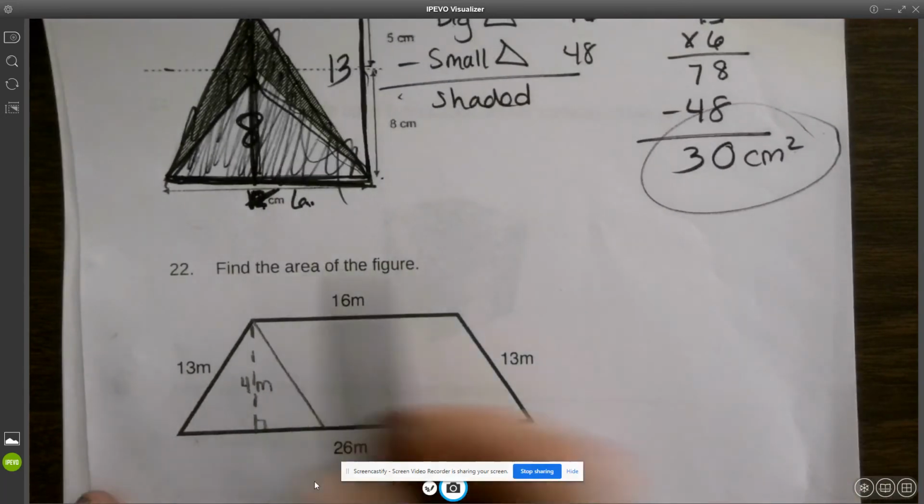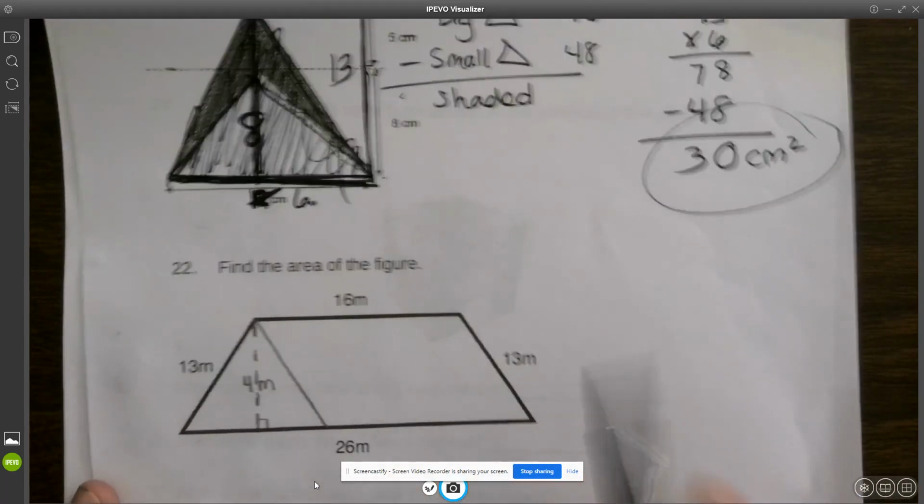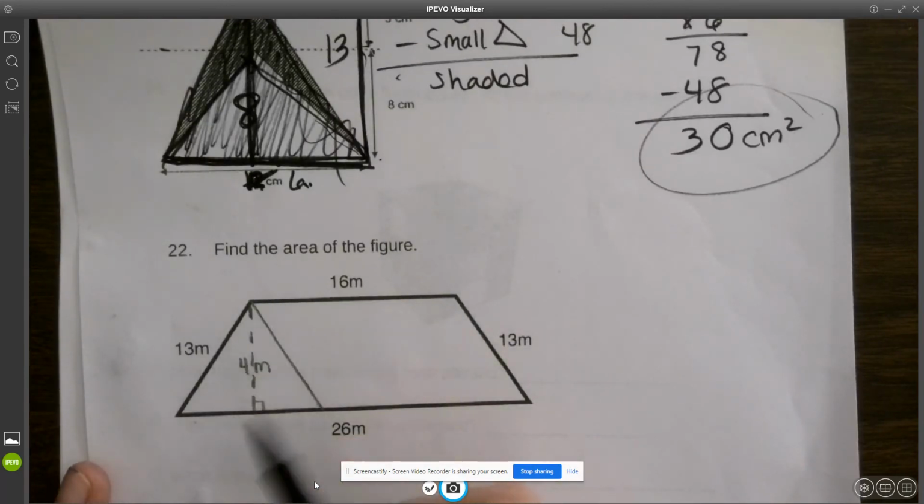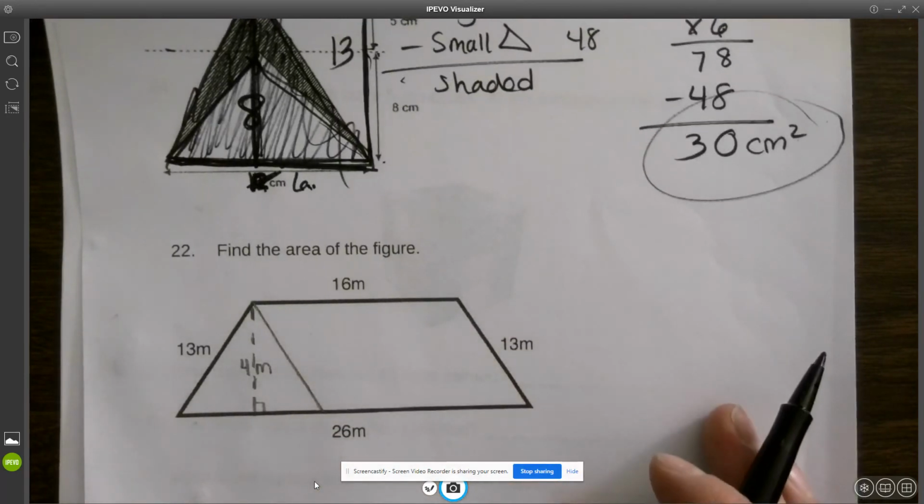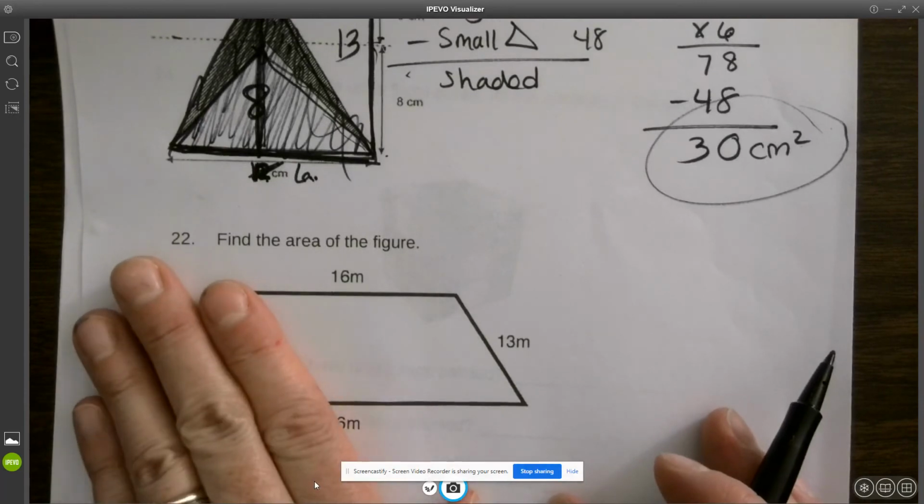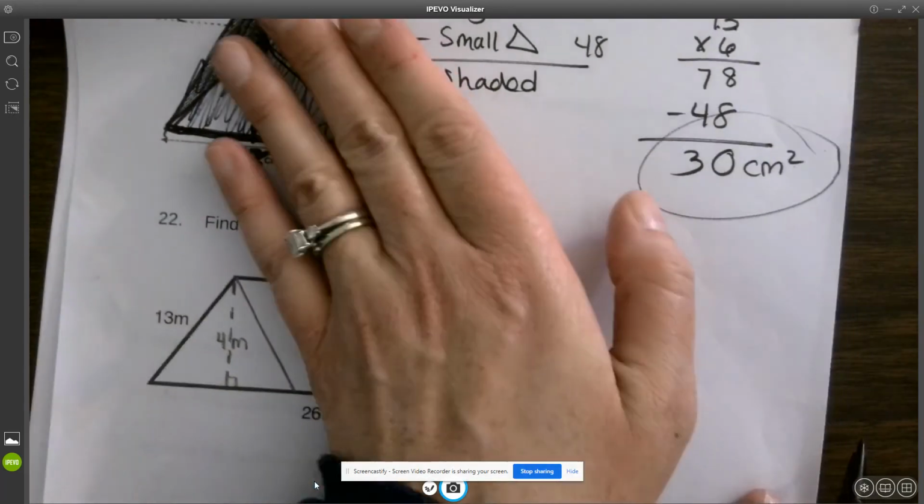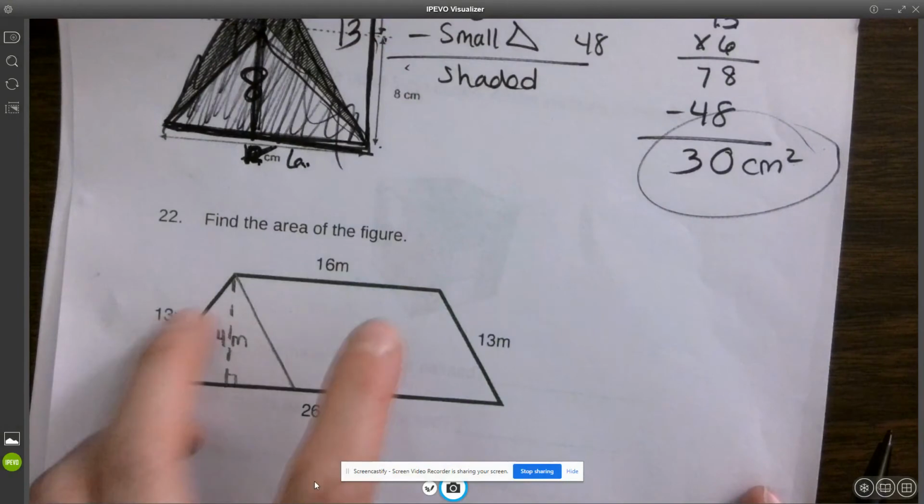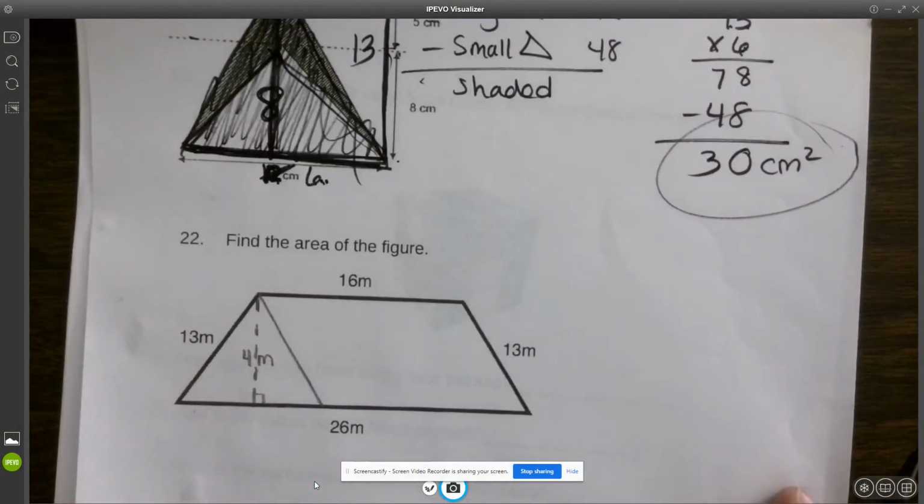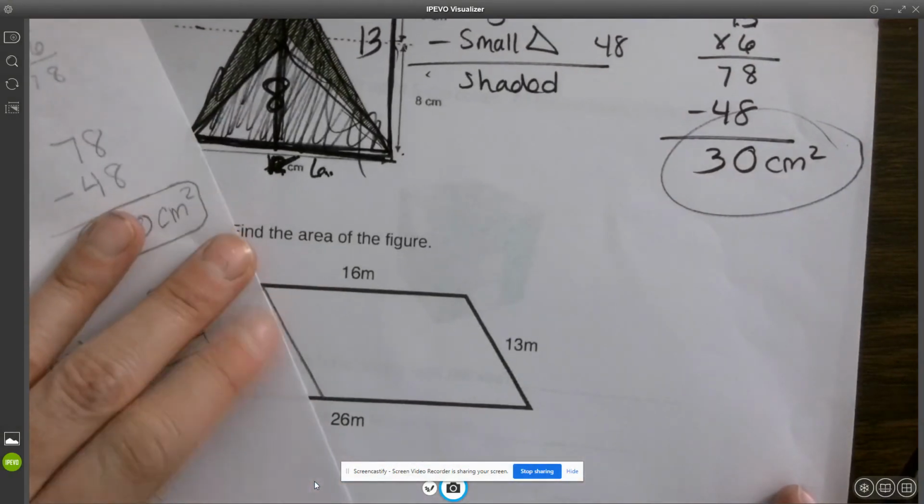Okay, moving on to number 22. It says find the area of this figure. It looks like a tent. I don't know how to find the area of this trapezoid, but I do see that there is a parallelogram right here, and there is a triangle right there. So let's just find them both and add them together. First, let's just work on this parallelogram.